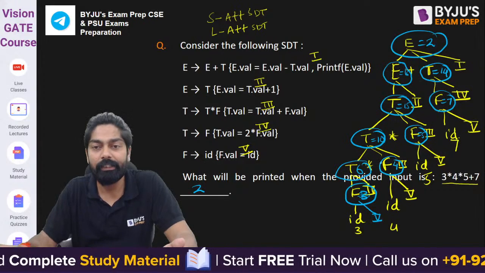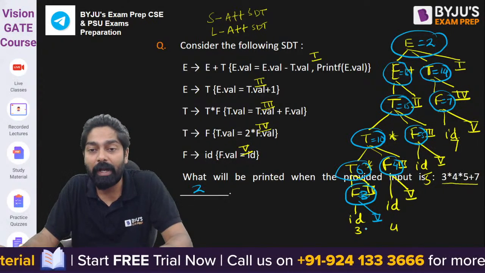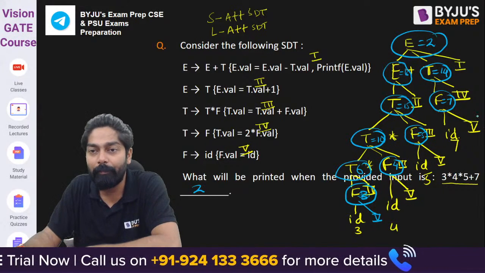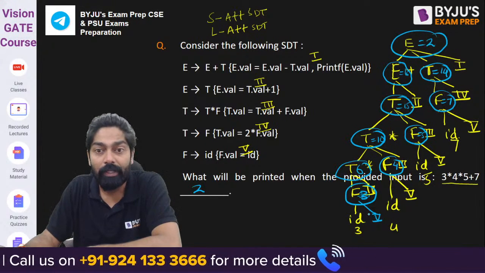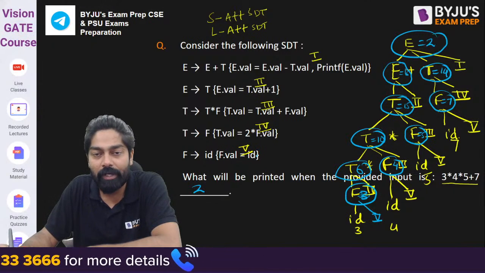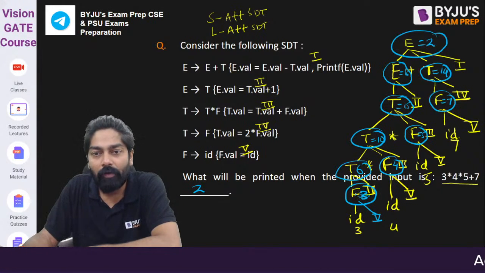Otherwise, I will explain. See, this is very clear. What is the ID value? The ID value is 3, my dear friend. Here, 3 star 4 star 5 plus 7. See clearly here: what is 5? F dot value becomes ID dot value, so F will become 3, and it will be stored on F. The F value is 3.